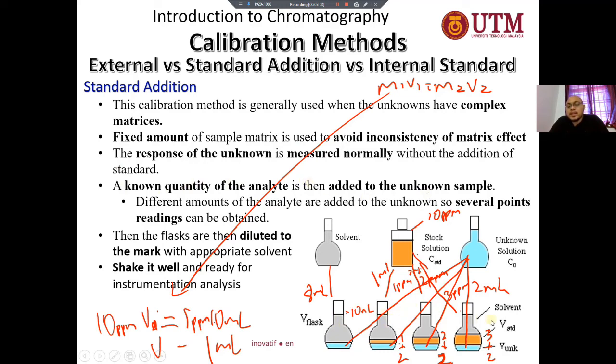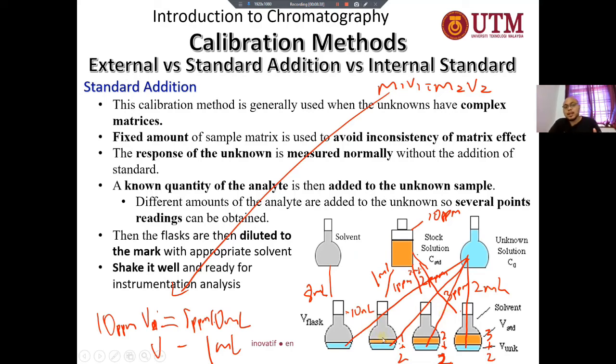So we have a few flasks, a few calibration points, to perform the calibration. We add different amounts of analyte. For example, we add 1, 2, 3 ppm over here, and then the flasks are diluted to the mark with the appropriate solvent. For example, for water analysis, we add DDW, double distilled water or ultra pure water, as the solvent. Or if we deal with an organic solvent, we need to use, for example, methanol or acetonitrile. So we add until the mark. Then we shake it well and it is ready for instrumentation analysis.